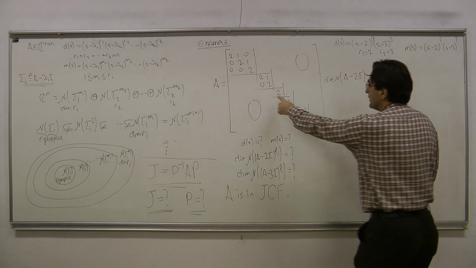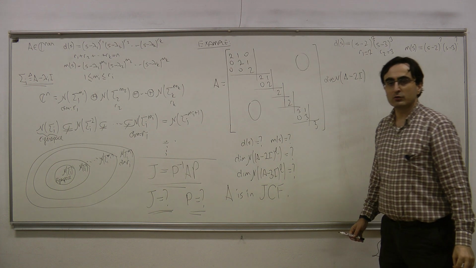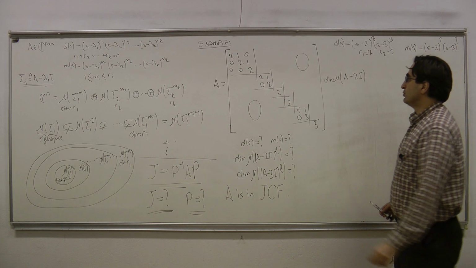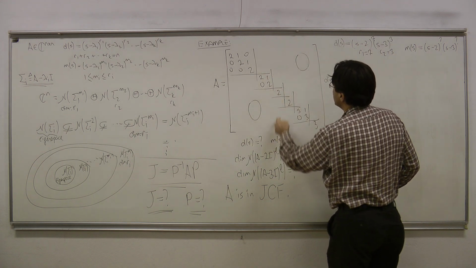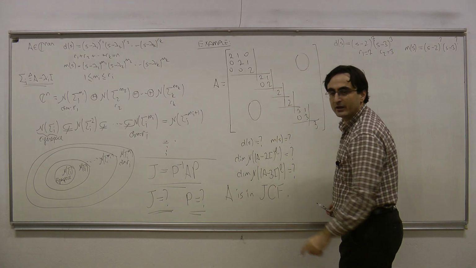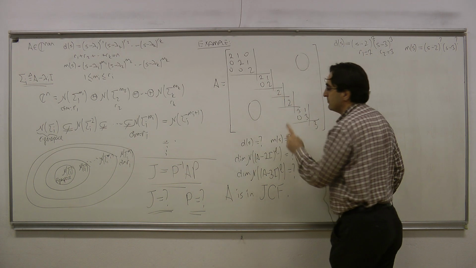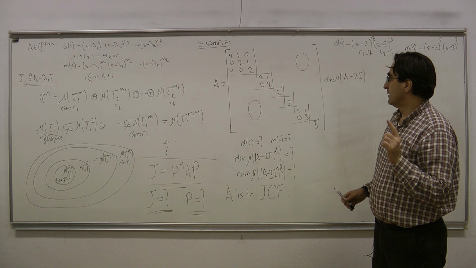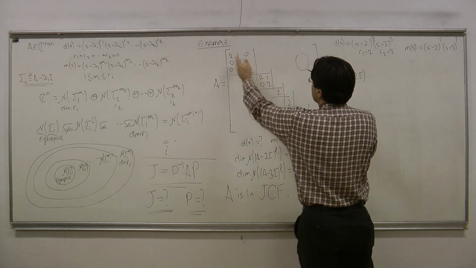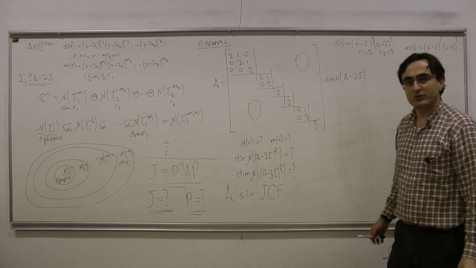Okay? And what about these 1 by 1 Jordan blocks of size 1? So you see that as soon as I subtract 2 from this, I would get a 0 column here, and I would get a 0 column here. Okay? So these 1 by 1 Jordan blocks, each of them will contribute 1 to the null space dimension. And the rest of the non-zero columns would be linearly independent with each other.